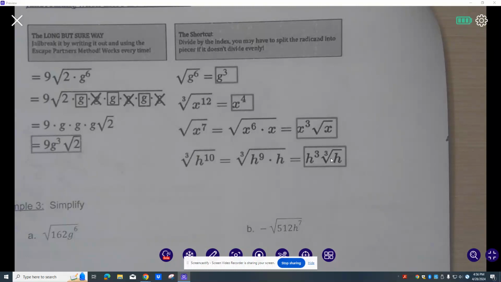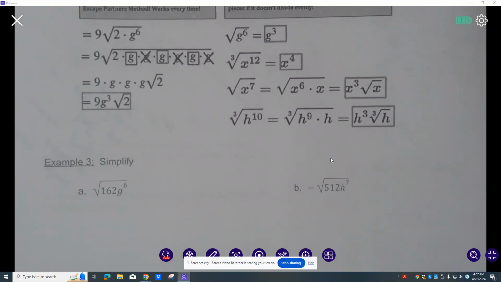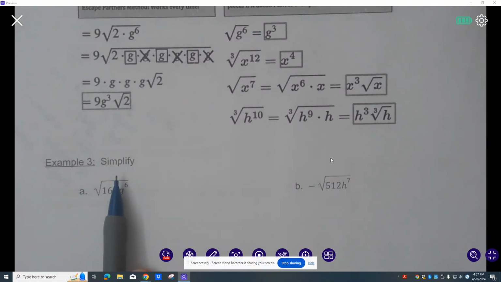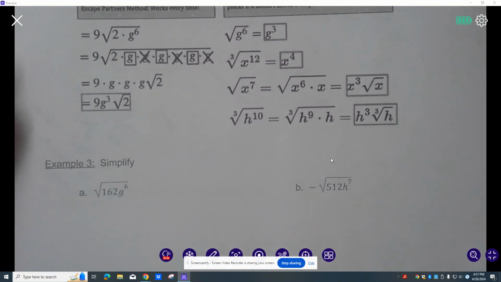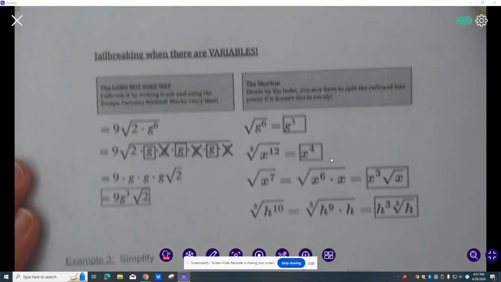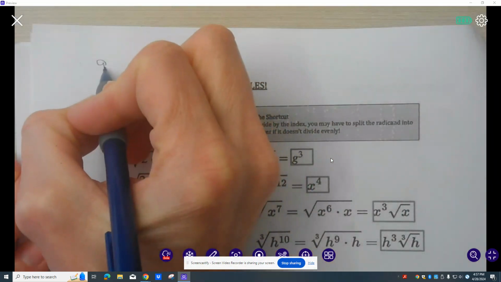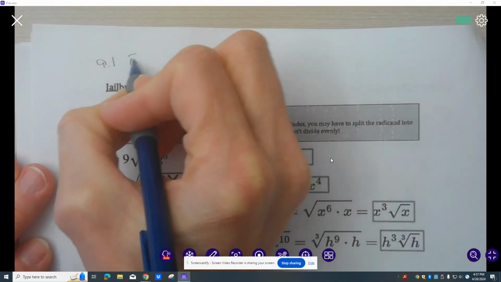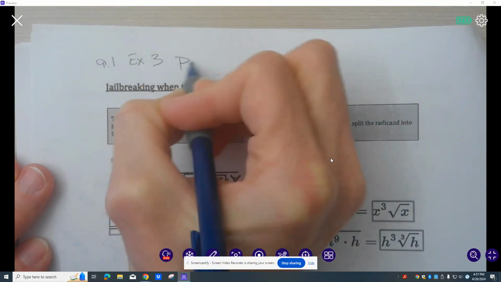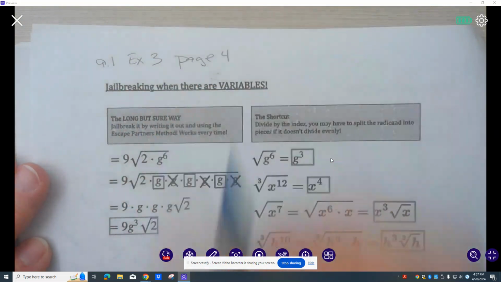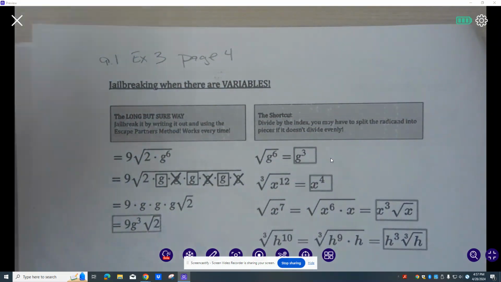Algebra 1 students, this is the video for section 9.1 example 3. So we're on page 4. This is the 9.1 example 3 video, and we are on page 4 in your note packet.